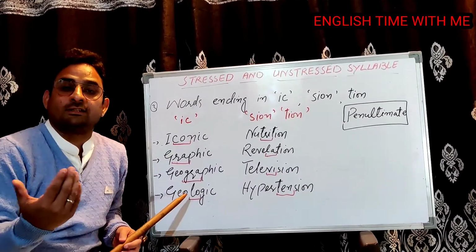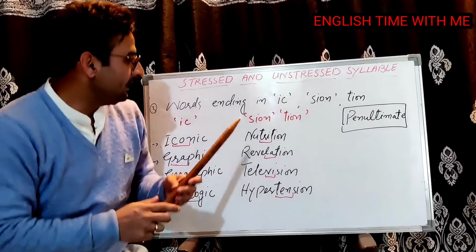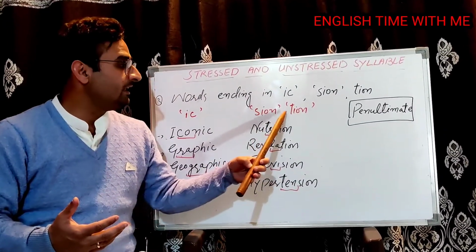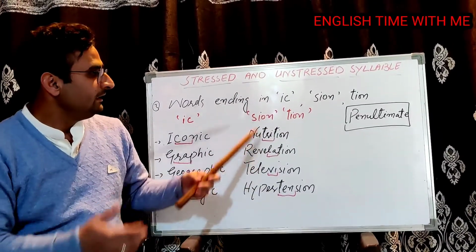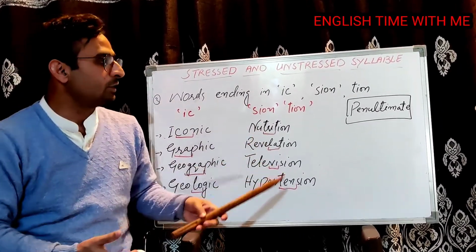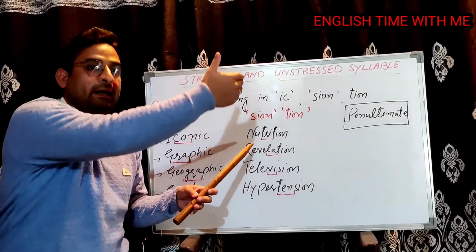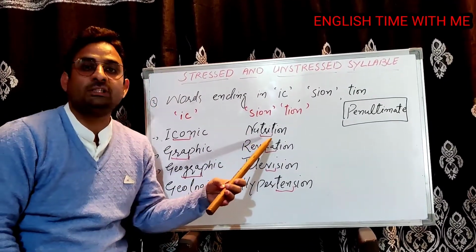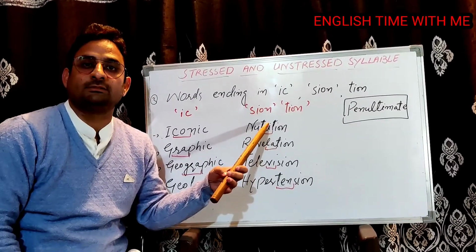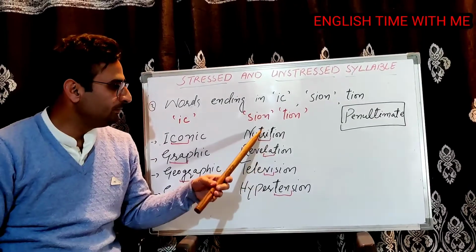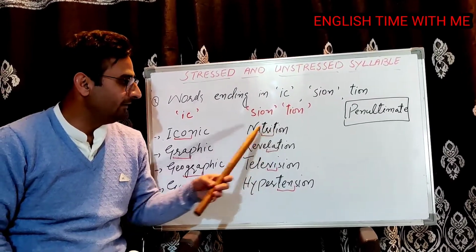Then we have the category of the words ending in S-I-O-N and T-I-O-N. Again, in this case also the stress will be put on the penultimate syllable, second from end. Here, nutrition. Not the wrong stress. That is wrong. Nutrition. The stress will be put on tri. This is second from end.